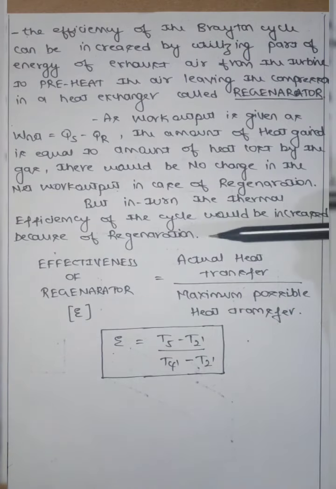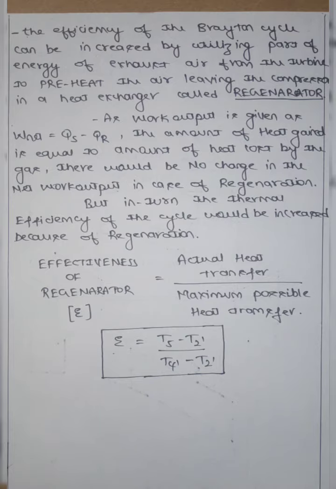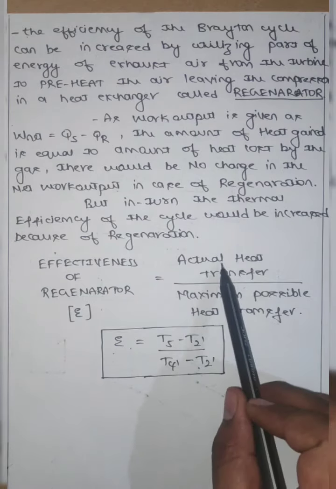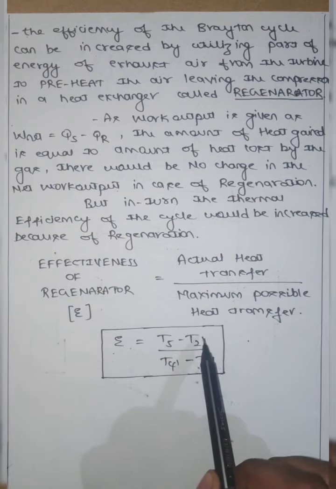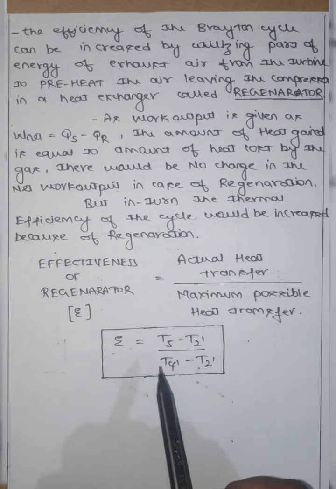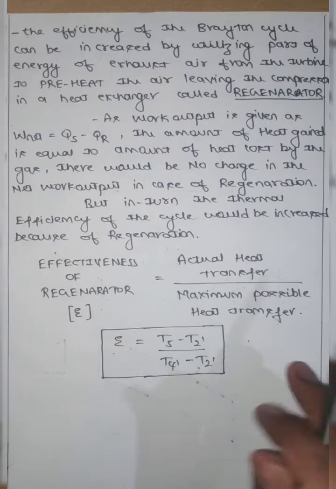At the last, you'll have the effectiveness of a regenerator. What is this effectiveness for a regenerator? Effectiveness is a word generally used for heat transfer media, heat exchangers. So the heat exchanger's efficiency is always known as effectiveness. How do you measure it? It is the ratio of actual heat transfer divided by maximum possible heat transfer. What is that actual heat transfer? What is that maximum possible heat transfer? See, actual heat transfer is given by T5 minus T2 dash, and the maximum possible heat transfer is given as T4 dash minus T2 dash. What is it? We will see that.